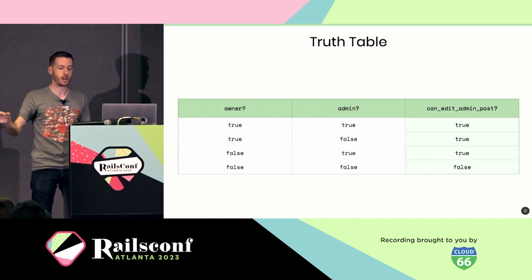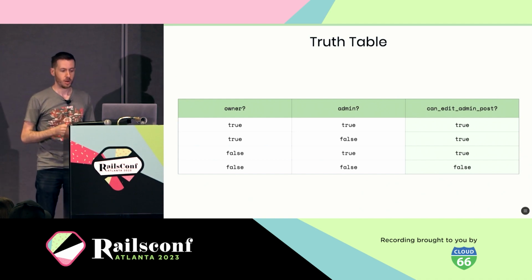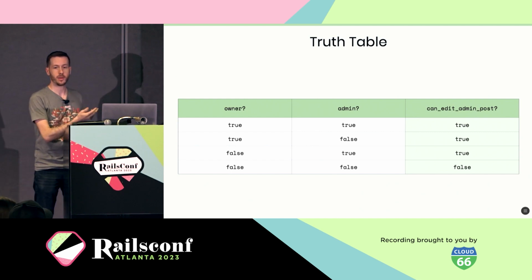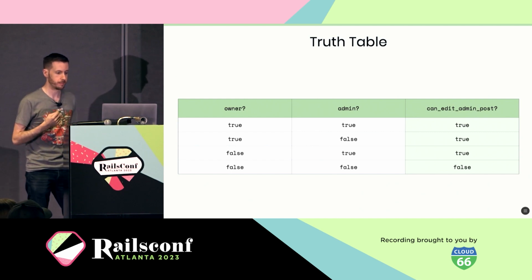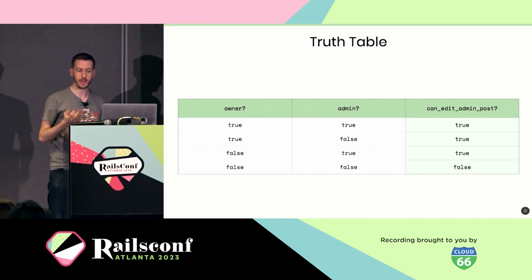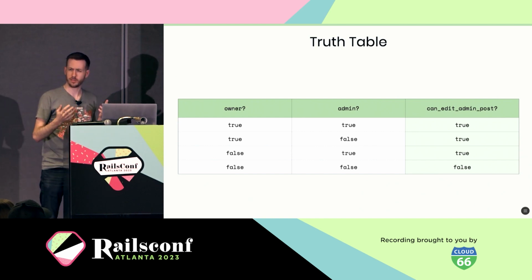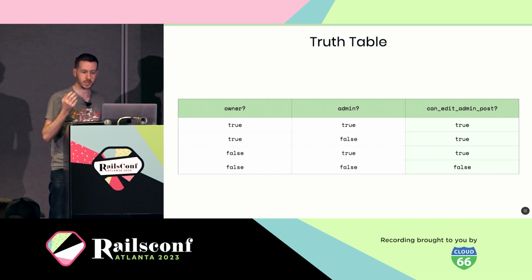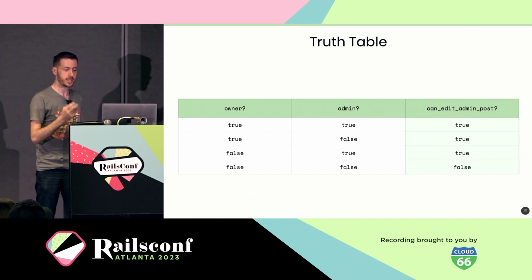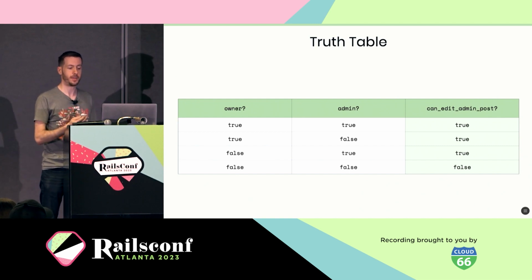And in that final column, over on the right, we put the return value of the method given those values for the inputs. And here we can see that this confusing conditional code is always going to be true, except when both the owner and the admin are false.